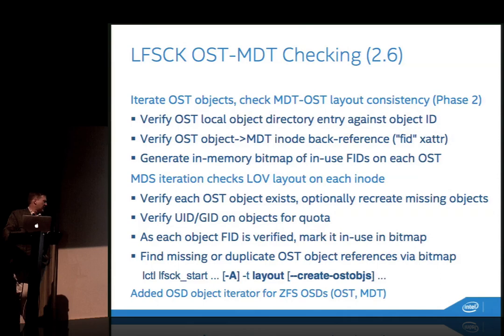And then the other feature that was added is the ability to do scanning on ZFS backend file systems, which wasn't present in Lustre 2.4 and 2.5.